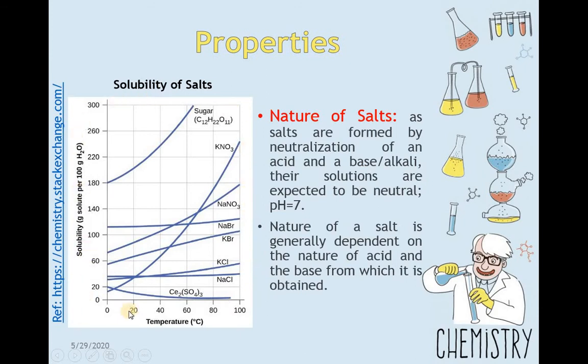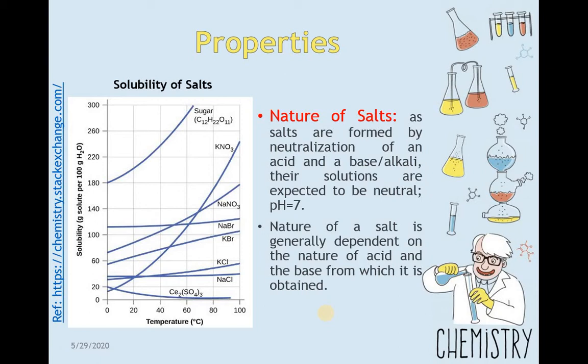This is the solubility chart where solubility is shown in grams of solute per 100 gram of water at different temperature ranges. You have to remember only the temperature range. Now you know that salts are formed by the neutralization reaction between acids and base or alkali. So their solutions are expected to be neutral, that is, pH should be 7.